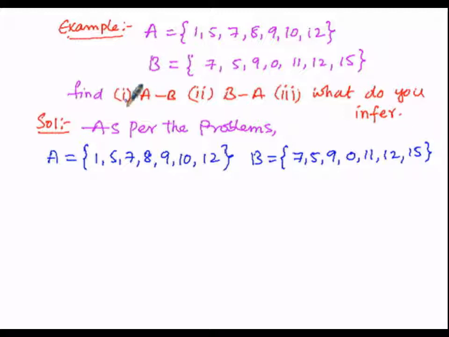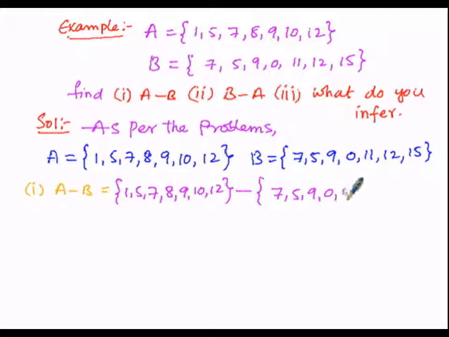Now we are going to find the first one, that is A minus B. In order to find A minus B, first let us write the set A elements as 1, 5, 7, 8, 9, 10 and 12 within the brackets. Then the minus sign, then set B elements 7, 5, 9, 0, 11, 12 and 15. We are going to subtract set B elements from set A elements as per the definition of the subtraction of two sets.